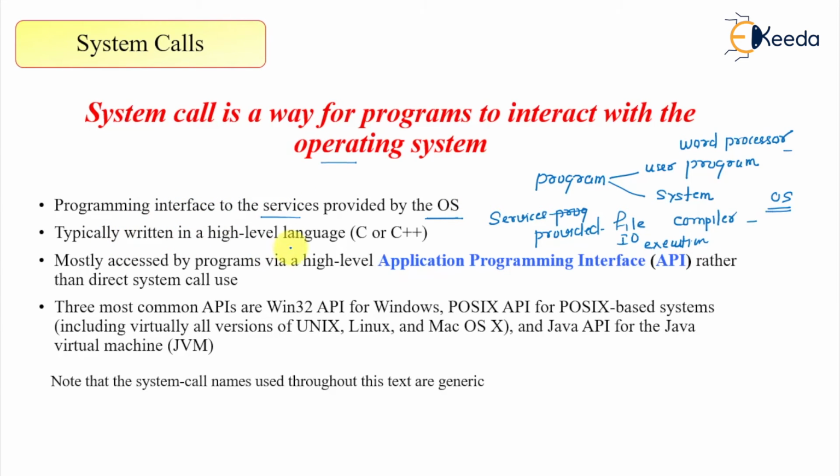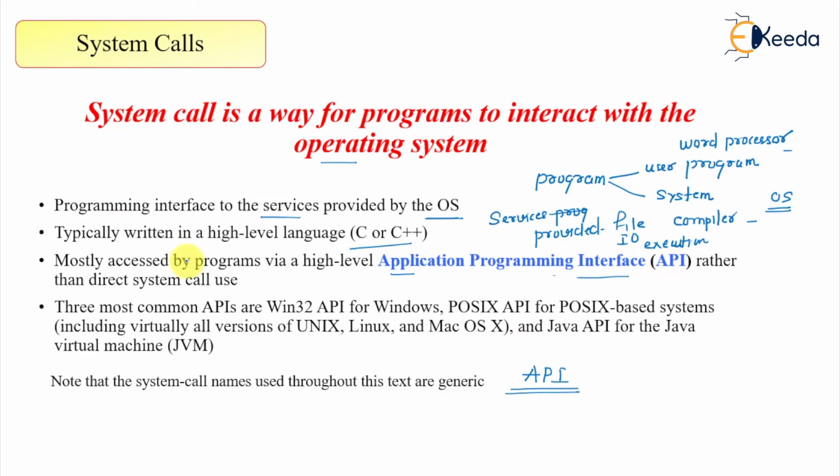Now system calls are typically written in the high level language C or C++, and this is an important term that we are not really familiar with. They are mostly accessed by programs via a high level API, application program interface. So system calls are made using application program interfaces, APIs, rather than direct system call use. They are not directly calling the system call, but we have an interface, the application program interface.